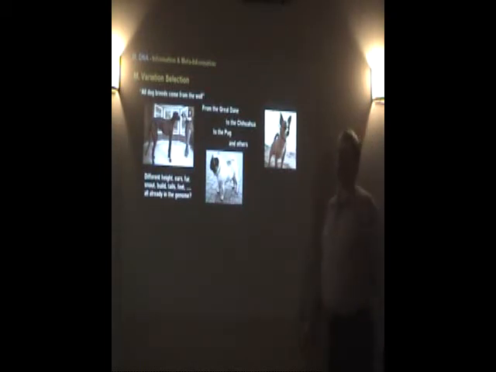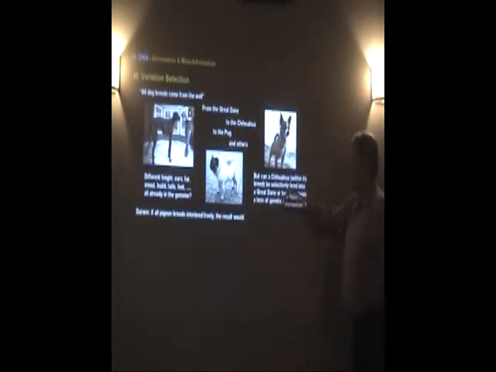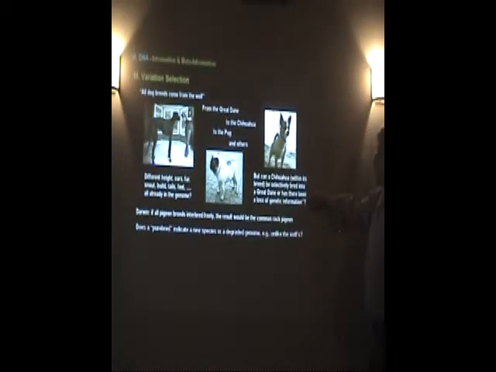Some of it may be from mutation, but on the other hand, not all of it can be. But one thing that's interesting is that you notice they're all still dogs. No matter what the variation is, they're still dogs. But can a Chihuahua within its breed be selectively bred into a Great Dane, or has there been a loss of genetic information?